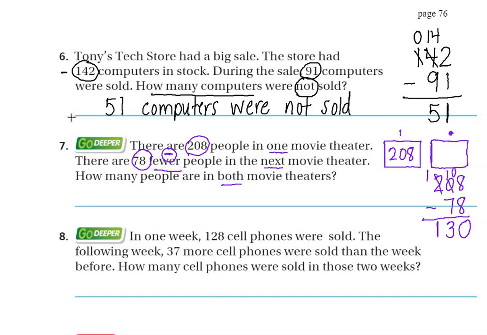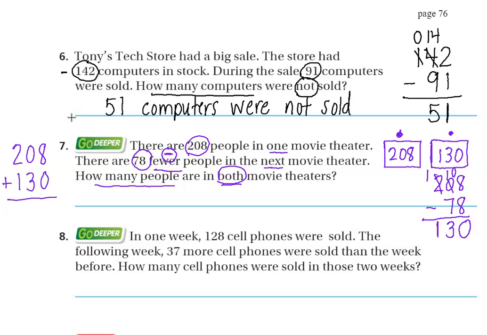Now I notice sometimes boys and girls will say, oh, that's the answer, 130. But remember, that is just the number of people in the next movie theater. I now have to combine them because I have to decide how many people are in both movie theaters. So I'm going to come over and show my work over here. I see in movie theater 1, I have 208. And I know if I have to find the total, I'm going to be adding. So I'm going to add 208 plus 130.